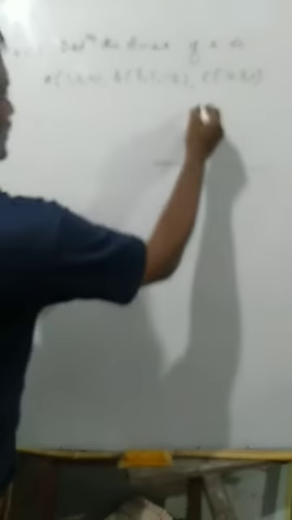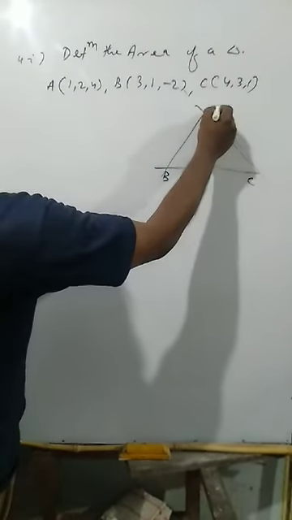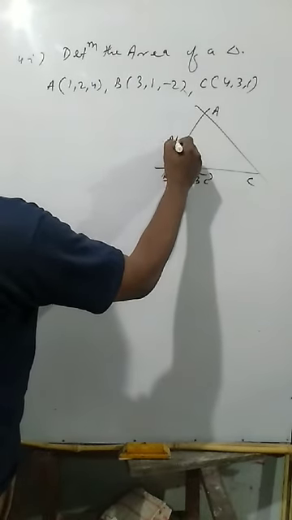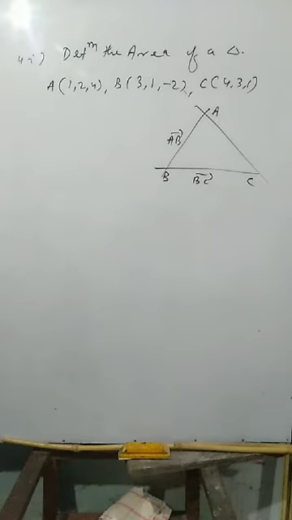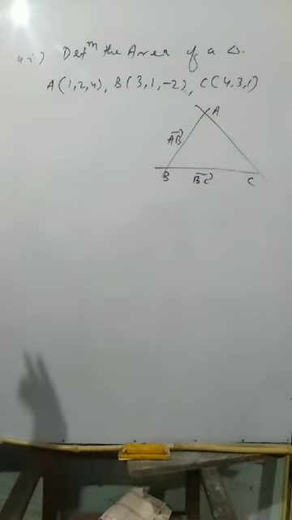To find the area, we have to find the adjacent sides. Which are the adjacent sides? We have to find the AB vector and the BC vector. Let us find them now.